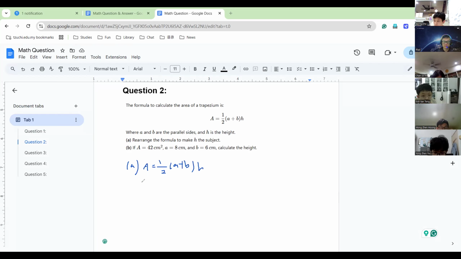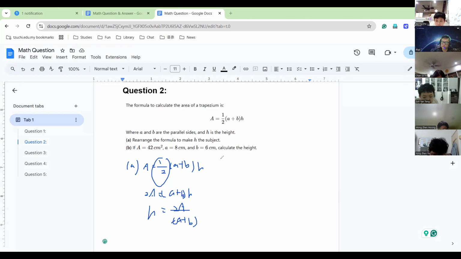So to rearrange the formula, we'll change this 1/2 first. Change the other side will come to A, and then change A plus B times H. I'll put H in front first, then divide, become A plus B times H equal to 2A, then H equals 2A divided by A plus B.